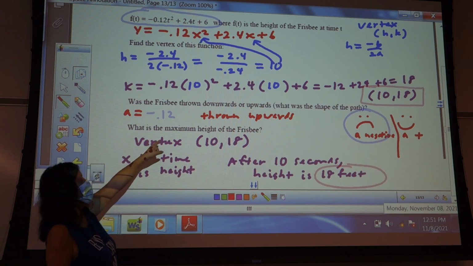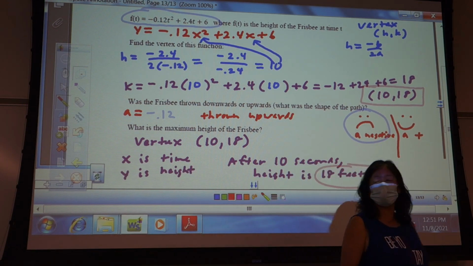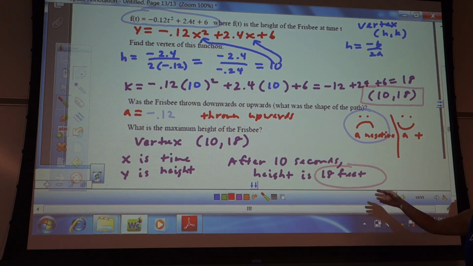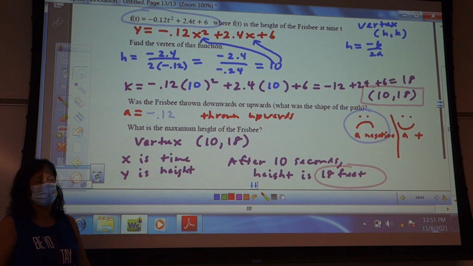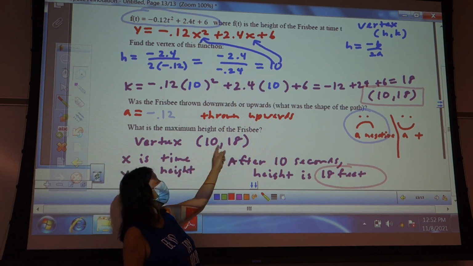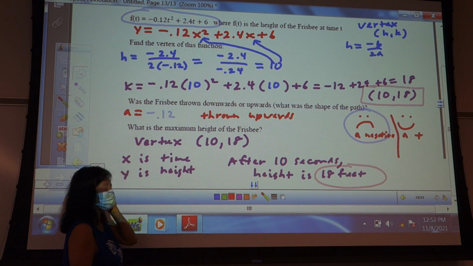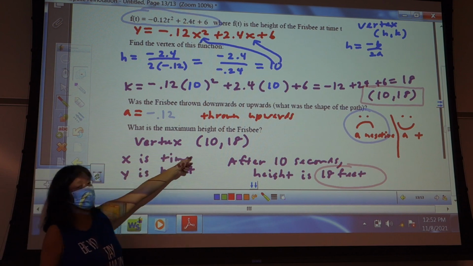Remember, the Y is your output. You put something in, and your Y is always your output. So the question is, what's the maximum height? In other words, what is my output the most? The maximum means your maximum output. It's all about the output. So when is my Y the maximum? At the vertex. And what is it then? It's 18. My output's 18. Your maximum height is 18? Yeah. After 10 seconds, the height is 18. Right, that's where the vertex comes in.